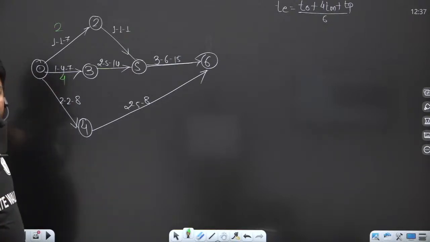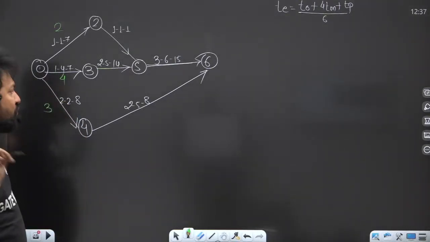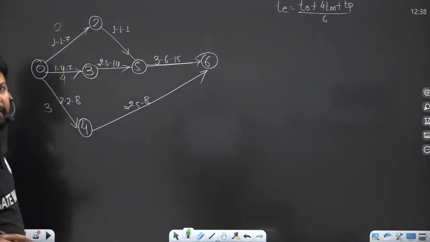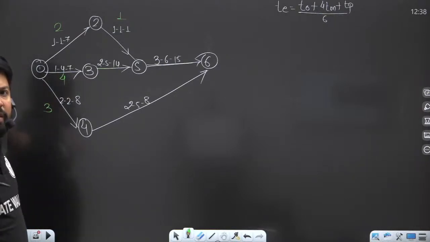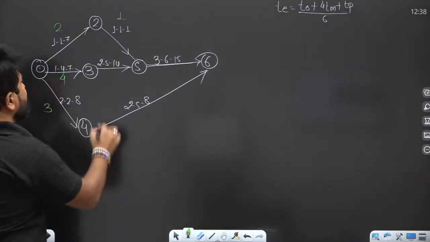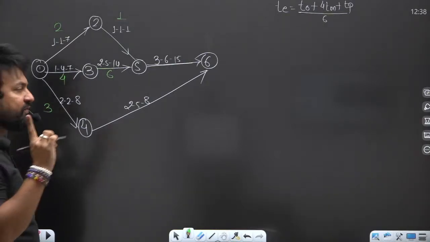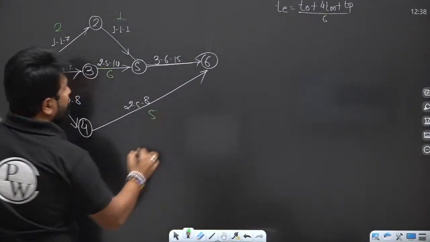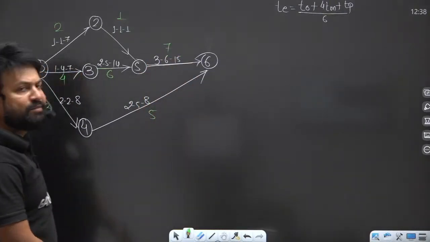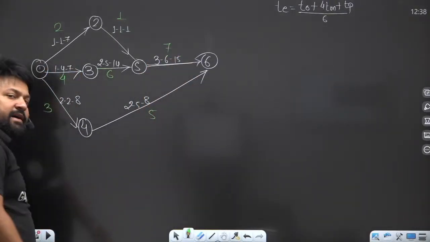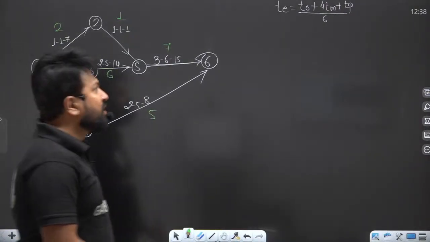For 1 to 4 it will become 3. Right. For 2 to 5 it will become 1. For 3 to 5 it will become 6. For 4 to 6 it will become 5. For 5 to 6 it will become 4, 7. This is the expected time of each activity. Is that clear?